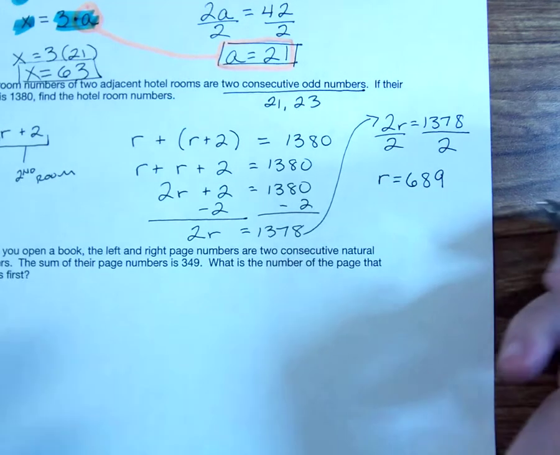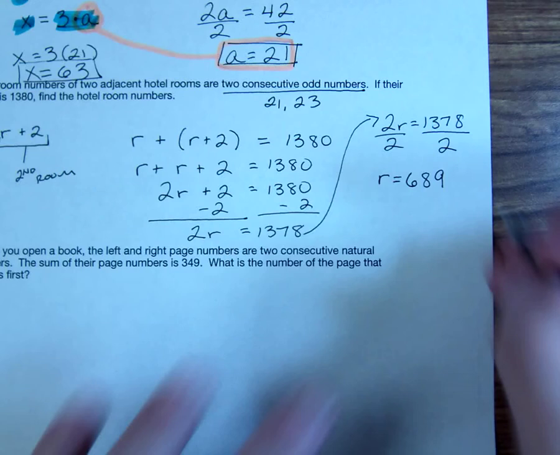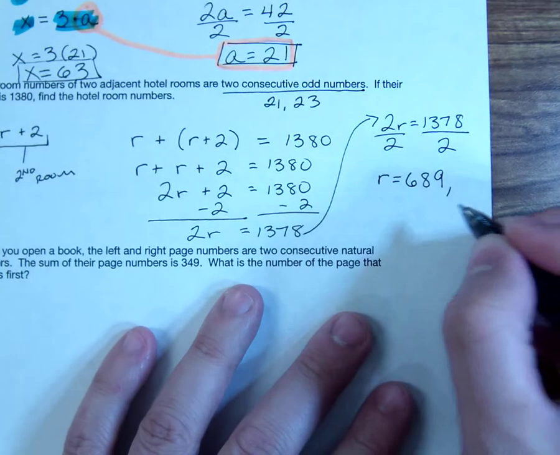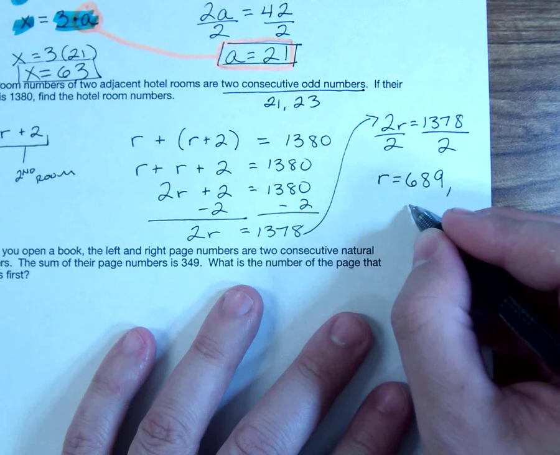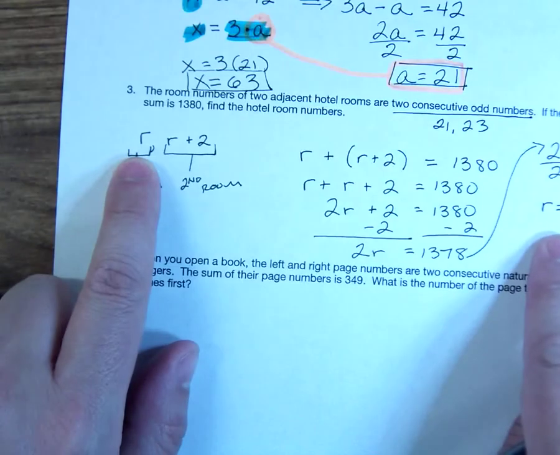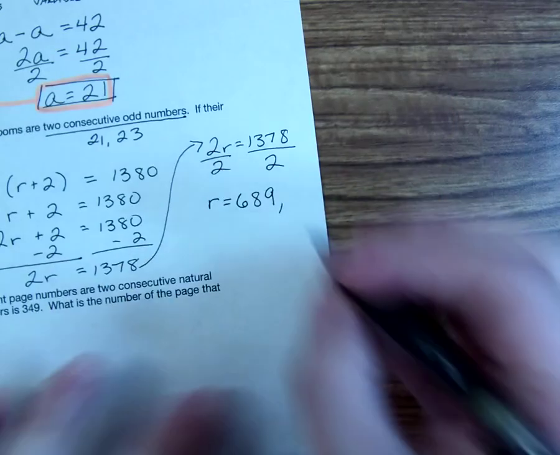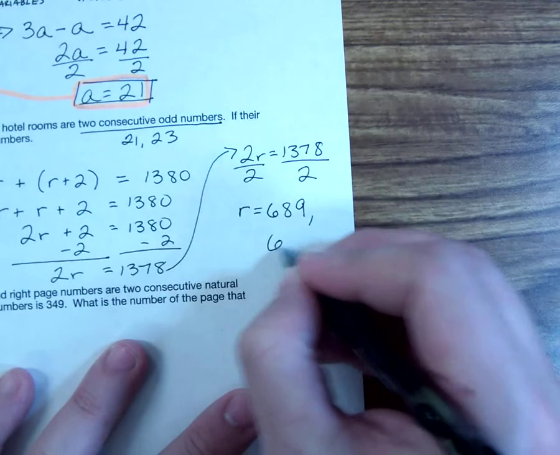I mean, we are going to mock you incessantly, so I guess there is a little bit of shame in it. One of our rooms is 689. Unless I divided wrong, which would be a tragic embarrassment. The problem says find the hotel room numbers, meaning we need both. If one of them is 689, what's the other one? It's 2 off. Well, R was 689. That was the first room, was R. Second room is R plus 2, so 689 plus 2 is 691.